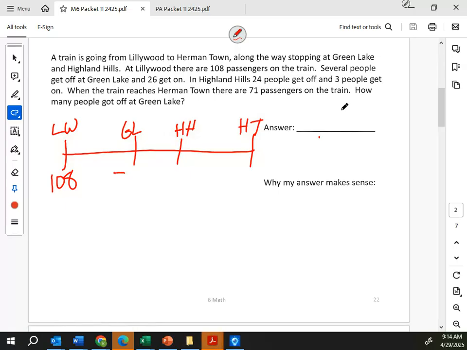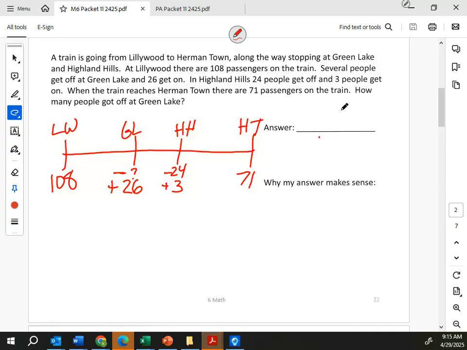Several get off at Green Lake. I don't know how many to subtract there. That is what we're going to find. But I do know that 26 board the train there. Then it travels on to Highland Hills, and we have 24 get off at Highland Hills, and we have 3 get on, and we end at Hermantown with 71 passengers.